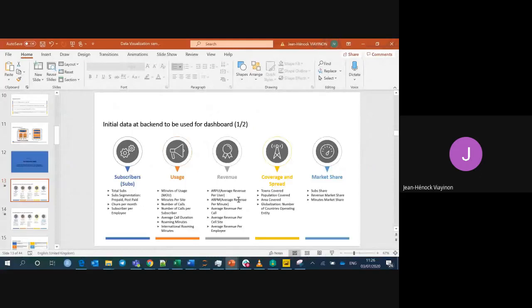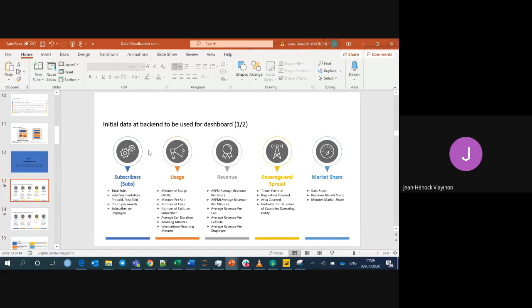If I, for example, move to the subscriber side, you could choose to plot the total number of customers or subscribers, the customer segmentation, like split by prepaid and postpaid, the churn per month, the subscriber per employee. There are a lot of things.